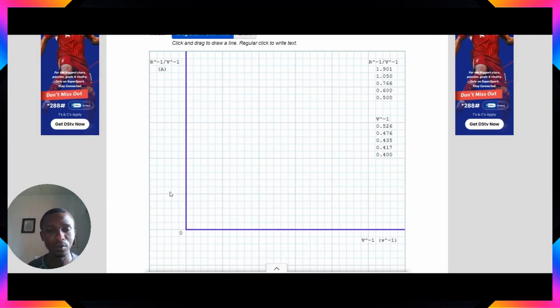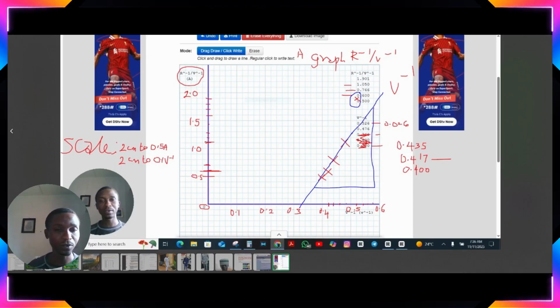So here will be 0.5. So here will be 1.0. So here is 1.5 and there is 2.0. Okay, good. Then on the horizontal axis, let me check the scale that we use on the horizontal axis. It is 0.1 per volt. Okay.